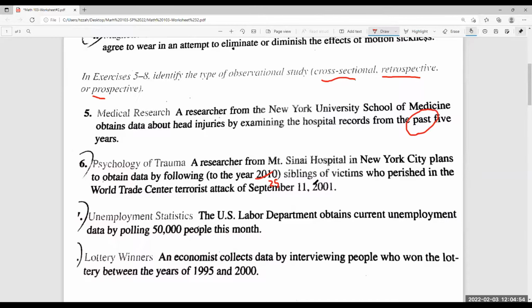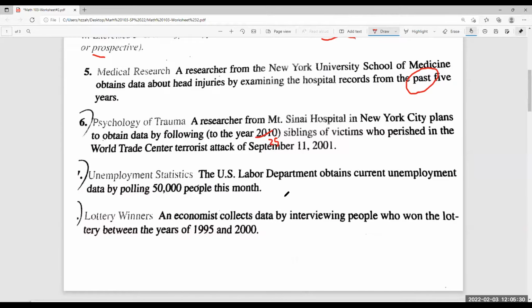Remember, I changed this one to 2025. So a researcher from Mount Sinai Hospital, New York City, obtained the data by following to the year 2025. I changed it so that we get prospective. Prospective, because you start with 9/11 and then you go on to 2025. Prospective. Any question?